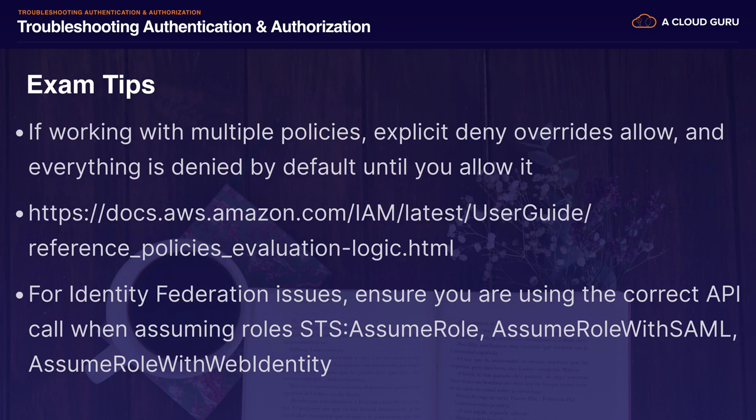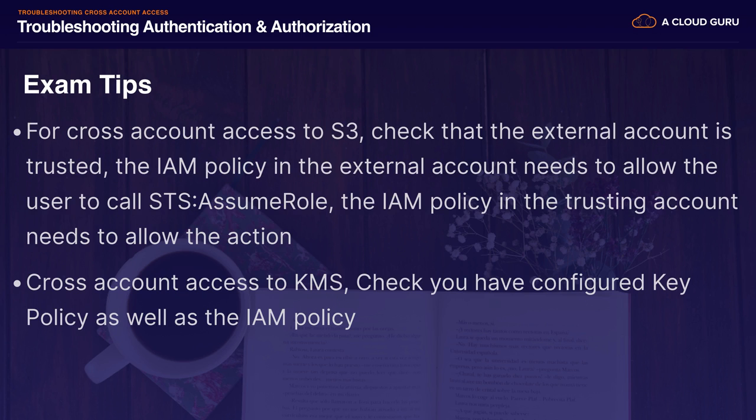Use assume role with SAML if your users were authenticated using a SAML 2 compliant identity provider like Active Directory. And use assume role with web identity if your users were authenticated using a web identity provider like Facebook, Amazon, or Google. For cross-account access, if you're configuring cross-account access to S3, then do check that the external account is trusted.